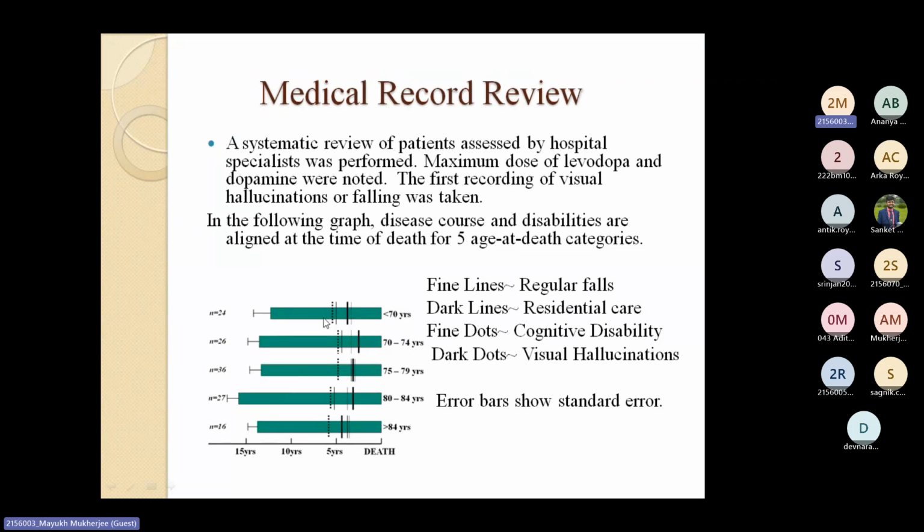In the following graph, fine lines represent regular falls, dark lines represent residential care. That is, the percentage of residential care that was provided to the diagnosed patients. Fine dots here, as you can see in the graph, represent the ones with cognitive disability, and dark dots represent the ones with visual hallucinations. Error bars show standard error in the following graph.